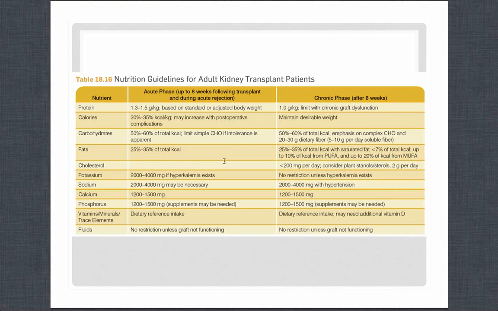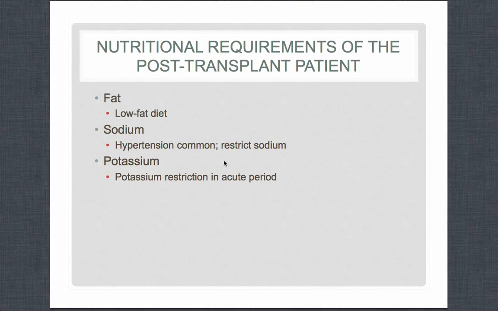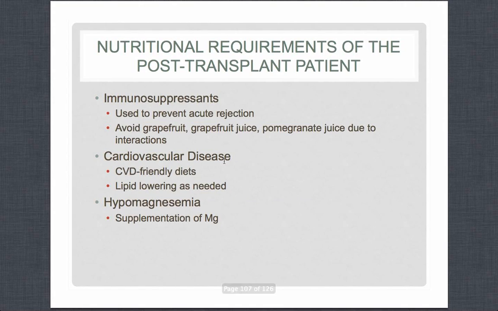Here's a summary of nutritional guidelines for kidney transplants. So a low-fat diet is helpful. Hypertension is common, so sodium restriction still is indicated. Potassium restriction acutely following the transplant is also important. Immunosuppressants are used to prevent rejection, so avoid grapefruit juice and pomegranate juice due to interactions with the metabolism of those medications. Cardiovascular disease still remains the leading cause of death, so cardiovascular-friendly diets, lipid lowering as needed.